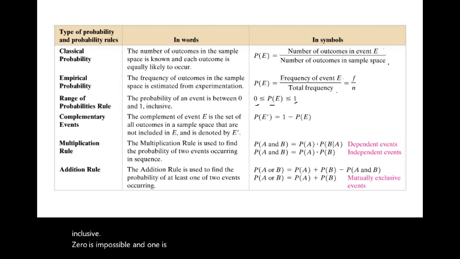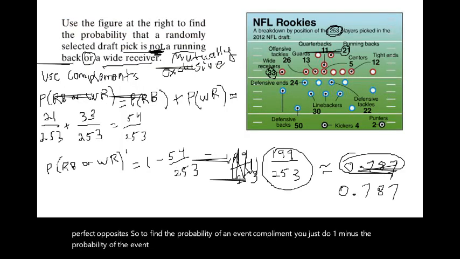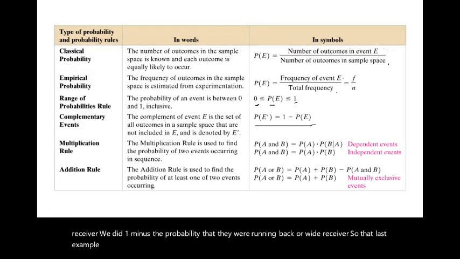Complementary events, like the last one, are perfect opposites. So to find the probability of an event's complement, you just do 1 minus the probability of the event. So to find the probability that they were not a running back or a wide receiver, we did 1 minus the probability that they were a running back or a wide receiver. So that last example was an example of this in action.